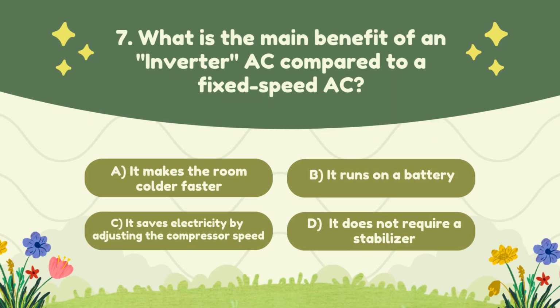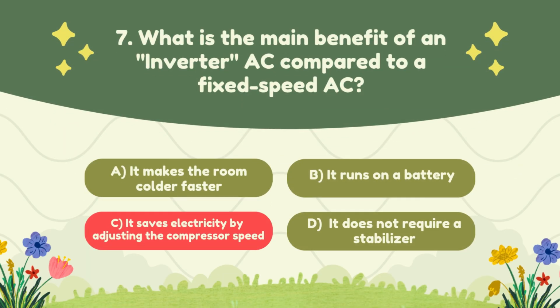7. What is the main benefit of an inverter AC compared to a fixed-speed AC? A. It makes the room colder faster. B. It runs on a battery. C. It saves electricity by adjusting the compressor speed. D. It does not require a stabilizer. Let's see the answer. C. It saves electricity by adjusting the compressor speed.